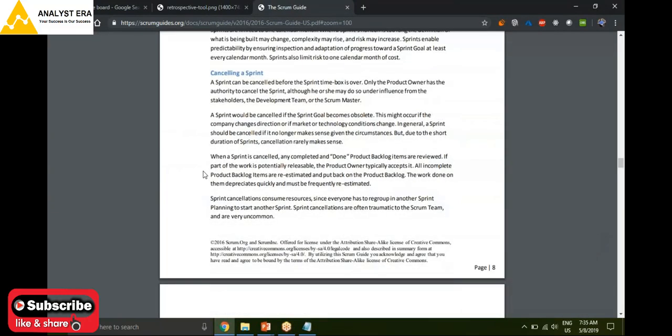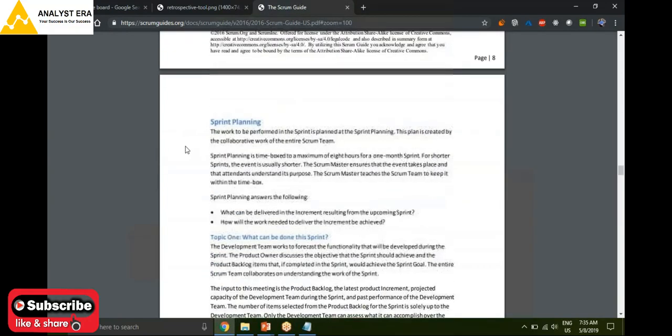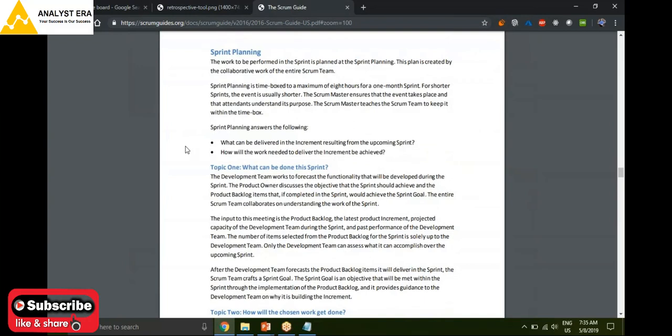Cancelling a sprint: if you are planning to cancel a sprint, there are a set of things you need to do. I did not go through all that. You can just have a read of it and then get back to me if you have any doubts. It's a pretty clean guide which will give you all the inputs.